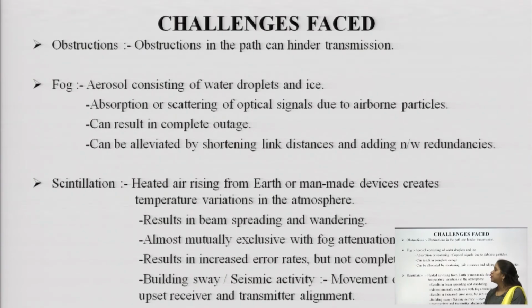So what are the challenges faced during free space optics? These are some of the challenges faced during free space optics. First one is the obstruction. Obstruction in the path can hinder transmission. Already we have seen in the features of the FSO that it follows line of sight propagation. So, if any obstruction comes in the path, that can hinder the transmission.